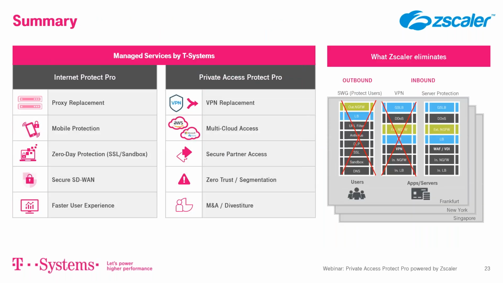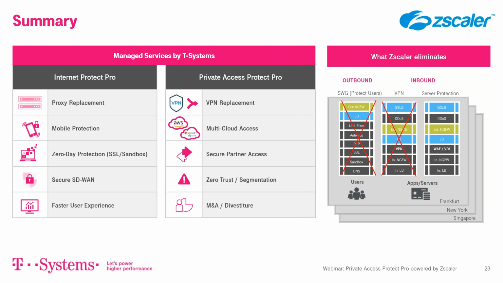So to summarize it all up, Private Access Protect Pro is a product that can give you a lot of functionality and also can reduce the solutions that you already have in your environment. The same is for Internet Protect Pro, which is based on Zscaler Internet Access, where you can implement your secure web access with Internet Protect Pro, and therefore can also reduce the amount of solutions that you have which were responsible for this earlier.